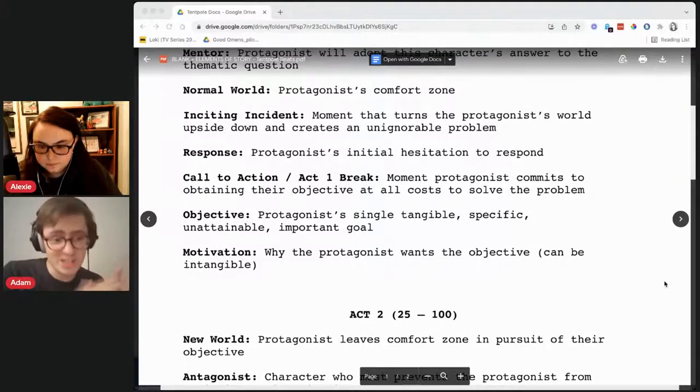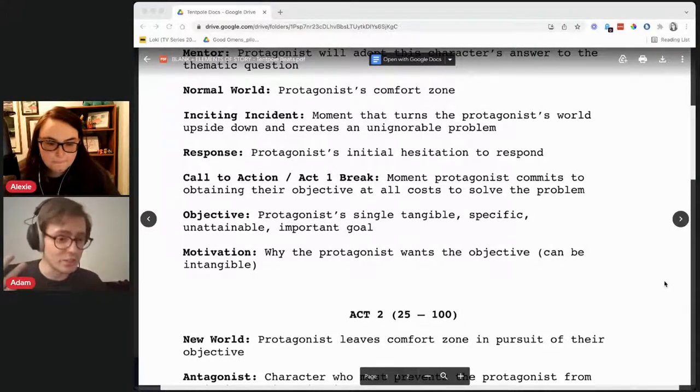The protagonist is forced into action. And we have this little response period, which is usually the protagonist grappling with how they're going to react to the inciting incident. But functionally, the thing that really matters is hitting that act one break, which we call a call to action.